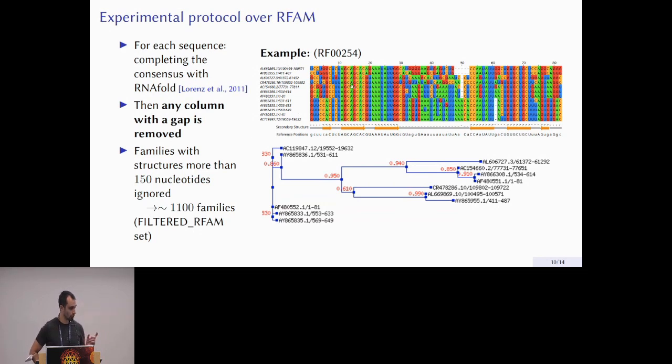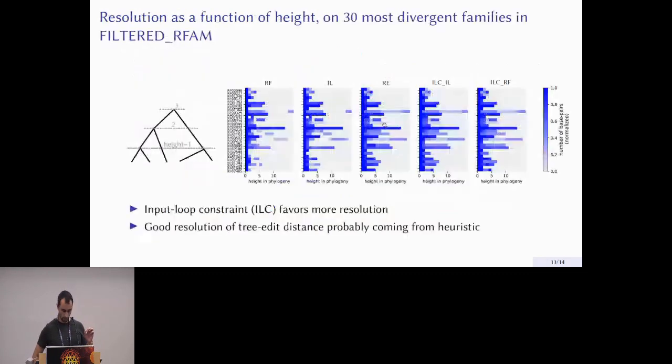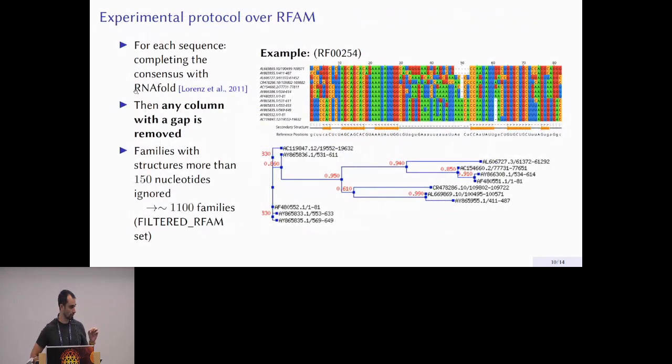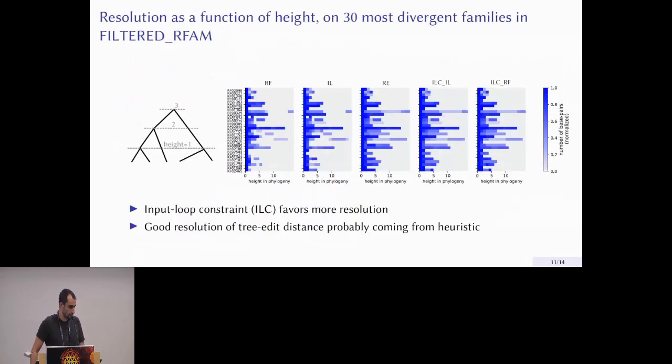So the first thing we do is that we complete, for each sequence, the consensus that is given with the extra base pairs with RNAfold. We've also removed any column with a gap because we do not handle insertions and deletions yet, and restricted the set to a tractable set for our algorithm. And with this set, we've run our algorithms to reconstruct ancestors.